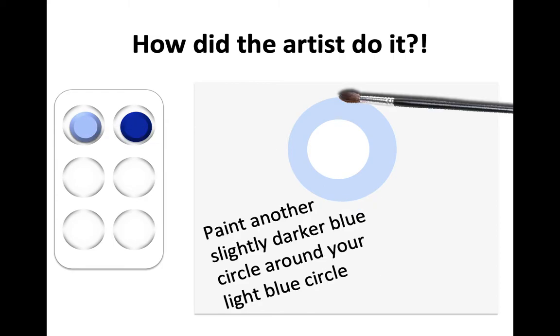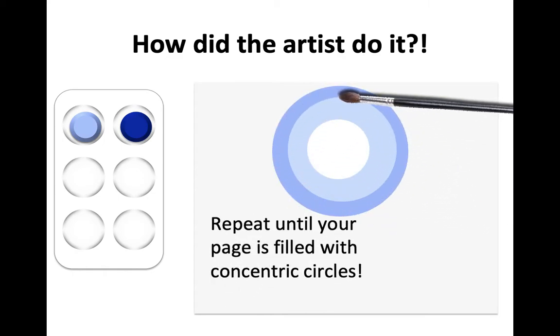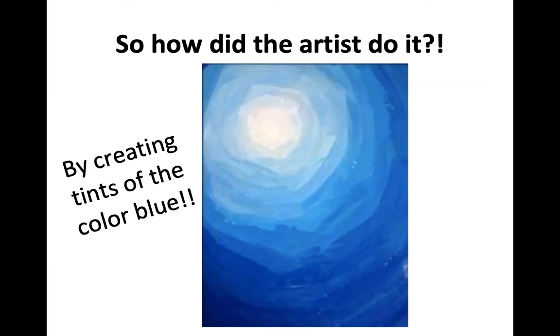Add a touch more blue to your light blue paint and mix. Paint another slightly darker circle around your light blue circle. Repeat until your page is filled with concentric circles. So how did the artist do it? By creating tints of the color blue, adding a horizon line and ground.